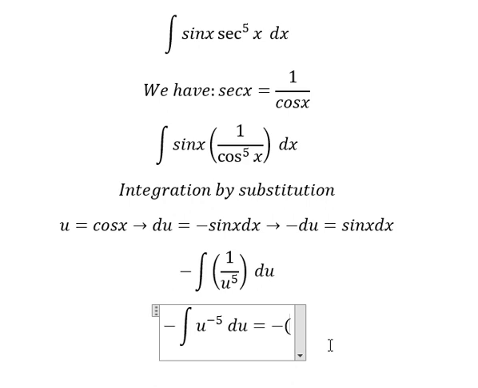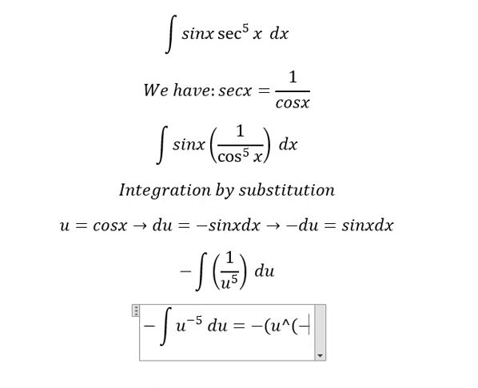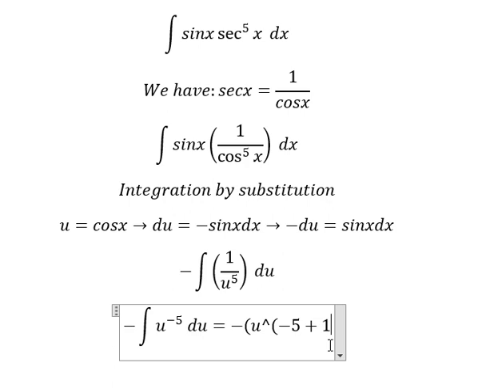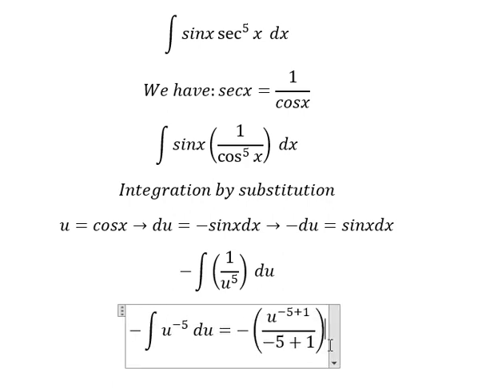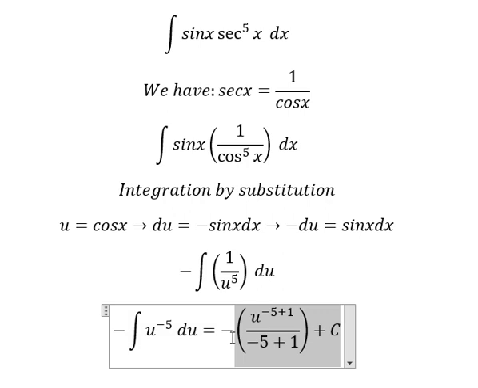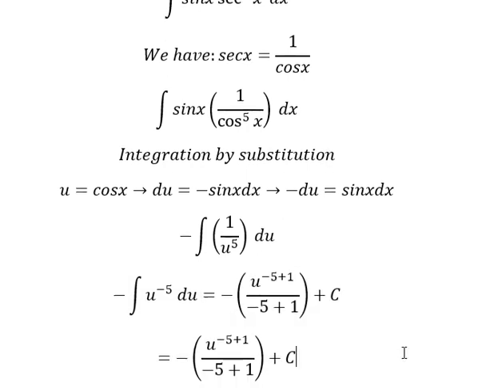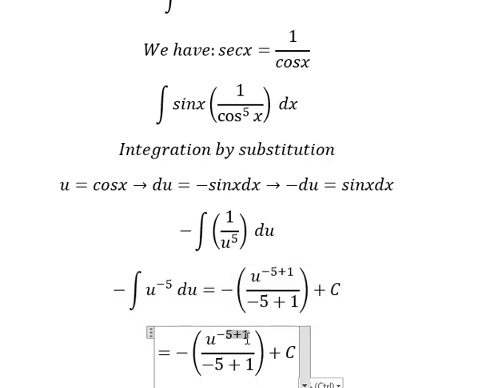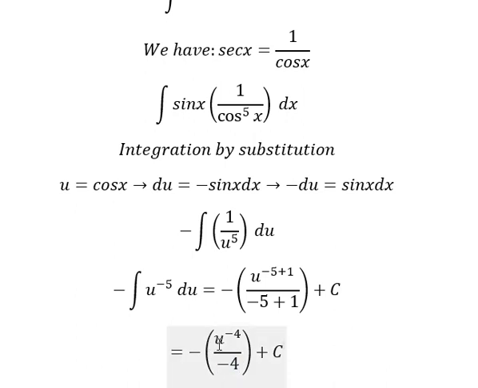And now we have the final answer. So we have u to the power of negative 5 plus 1 over negative 5 plus 1, and I will put plus c. So this one we have negative 4, this one we have negative 4. About u, that is cosine s.